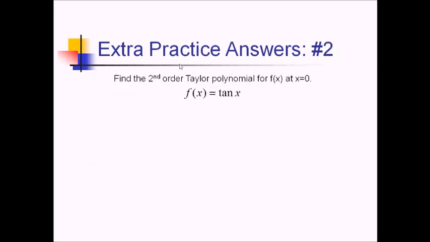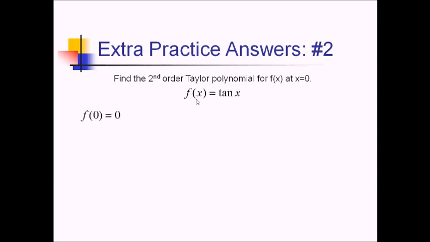On this problem, they want us to find the second order polynomial at x equals 0 for the tan function. So let me start by finding f of 0, f prime of 0, and f double prime of 0. F of 0, tan of 0 in other words, is just going to be 0.